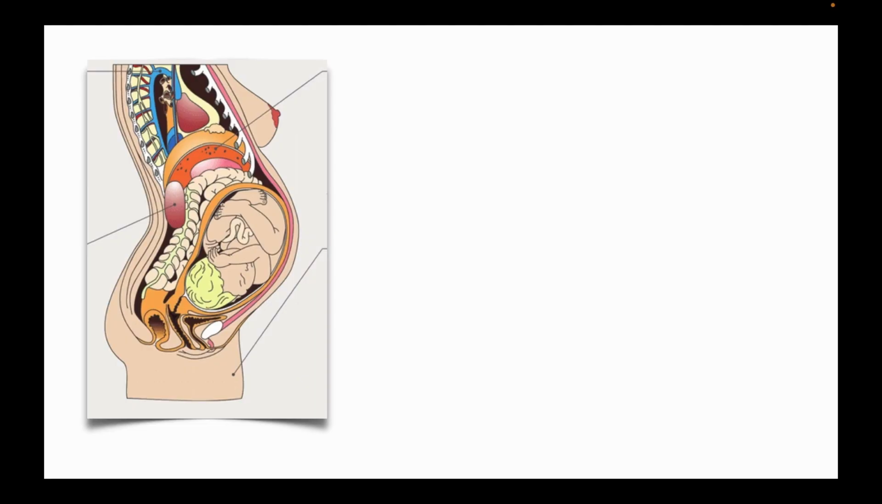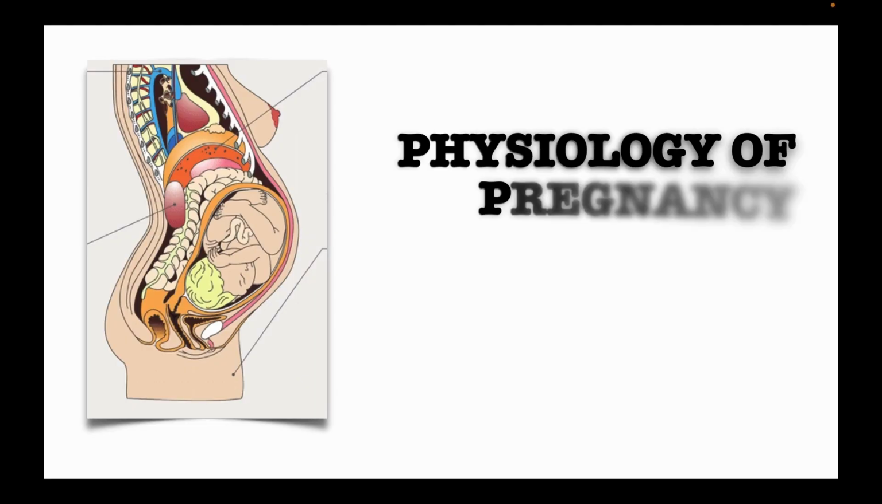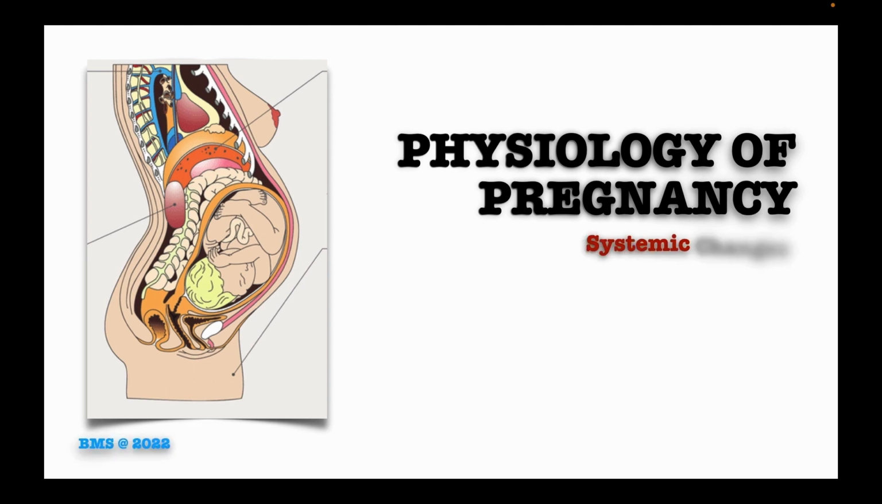So today the topic is on the physiology of pregnancy, and specifically we are going to look at the systemic changes which occur in the woman when she's pregnant. Now, these are positive physiological changes which occur to help the mother accommodate and support the fetus throughout pregnancy. And so we are going to pick the various systems and see what occurs in them.